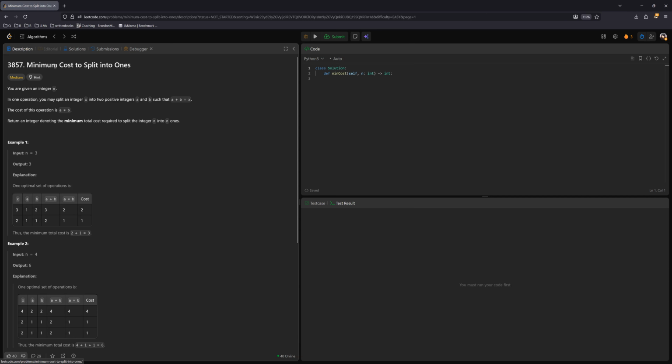Minimum cost to split into ones. You're given an integer n. In one operation, you may split an integer x into 2 positive integers, a and b, such that a plus b equals x. The cost of this operation is a times b. Return an integer denoting the minimum total cost required to split the integer n into n ones. Is there any reason you wouldn't just always choose the minimum split?